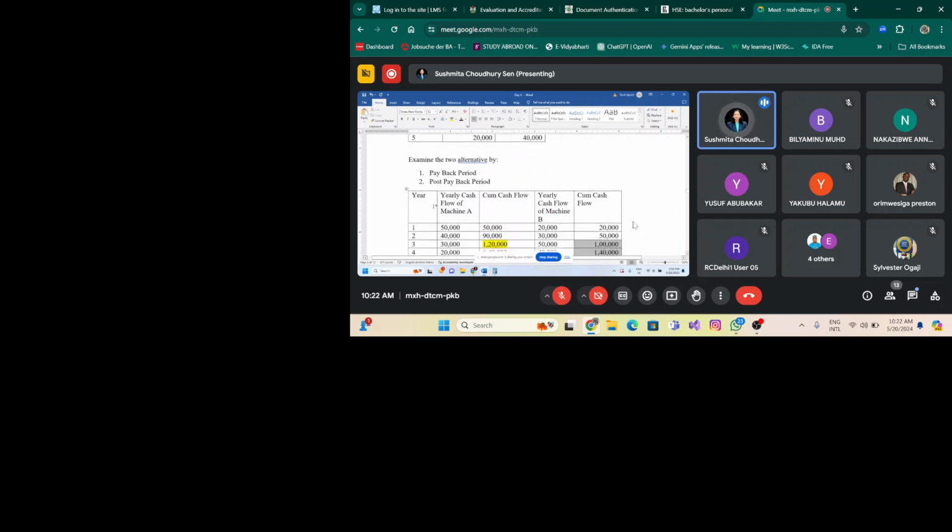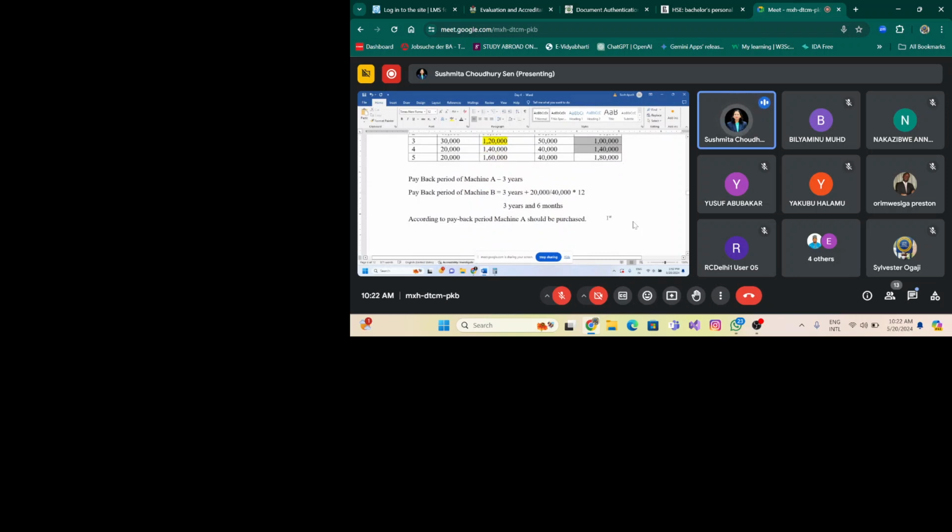Now there is one more method in the question. They have asked about the post payback period, which means you need to see after the payback period how many years are left and how much earning is left with you. Again, starting with machine A, you can see that machine A is returning your investment in the third year. That means in the fourth year and the fifth year you are earning profit. How much are you earning? You are earning rupees 40,000 altogether. So that is the post payback period for machine A.